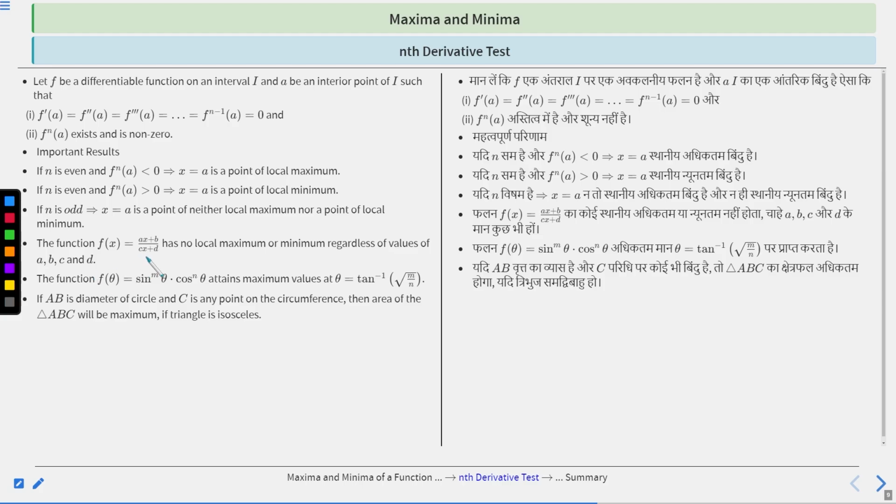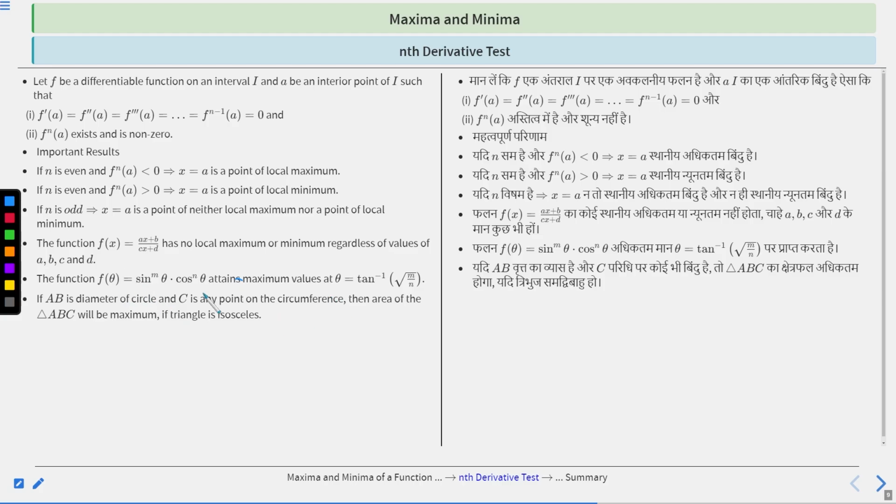Now, the function f(x) equal to (ax plus b) upon (cx plus d) has no local maximum or minimum regardless of the values of a, b, c, and d. The function f(theta) equal to sin^m(theta) into cos^n(theta) attains maximum value at theta equal to tan inverse root over m by n.